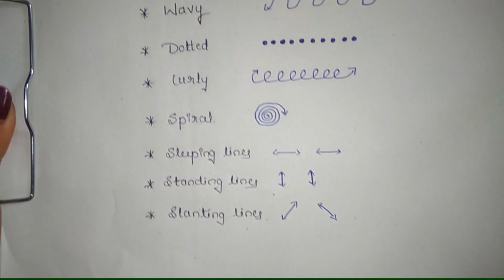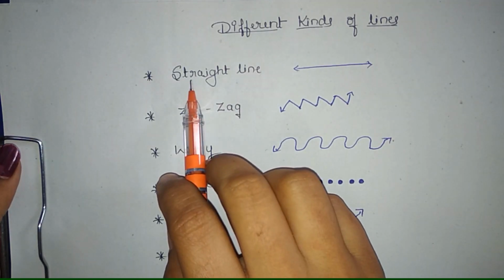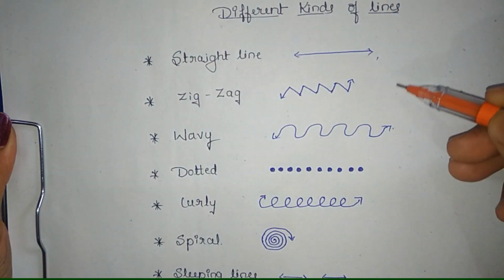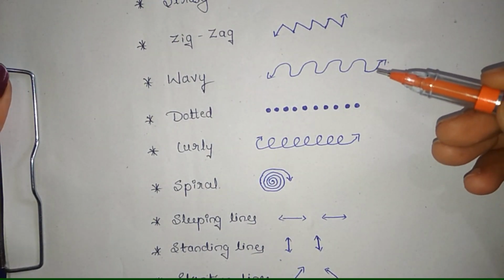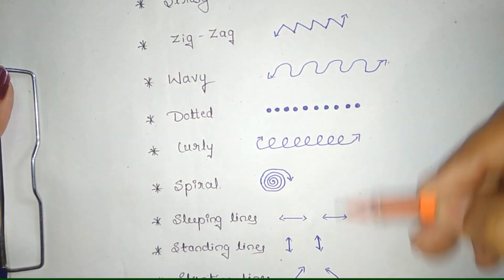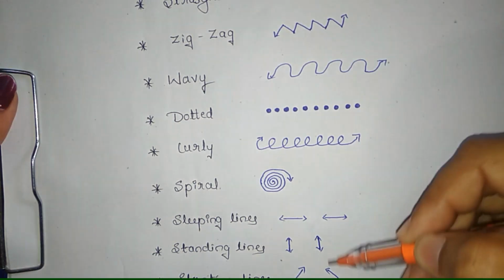What are all these things? These are nothing but different kinds of lines. Here you can see very different kinds of lines. You can observe these are all the lines which we have already studied in our nursery or kindergarten level. You are all familiar with these things.